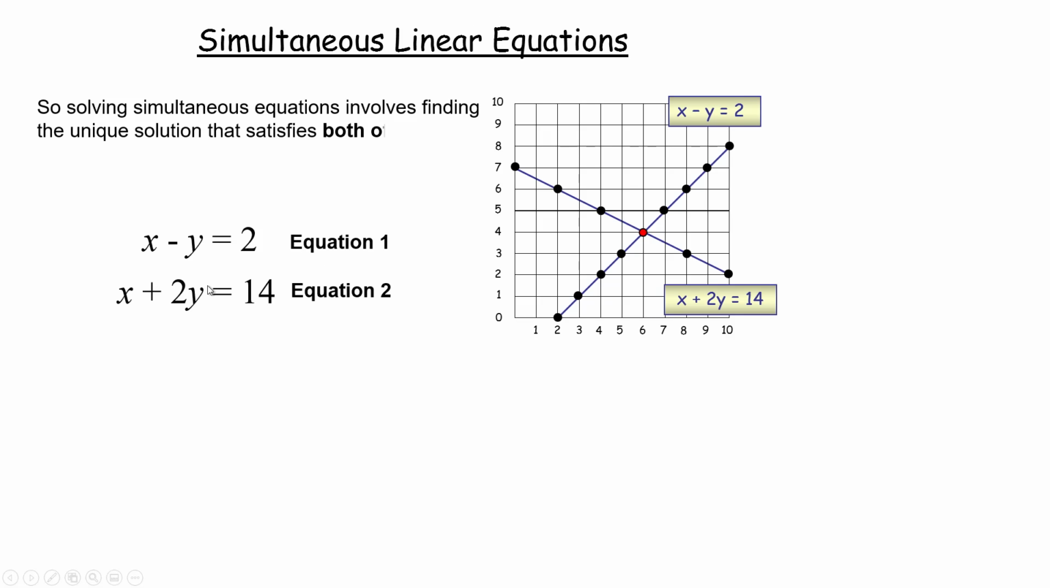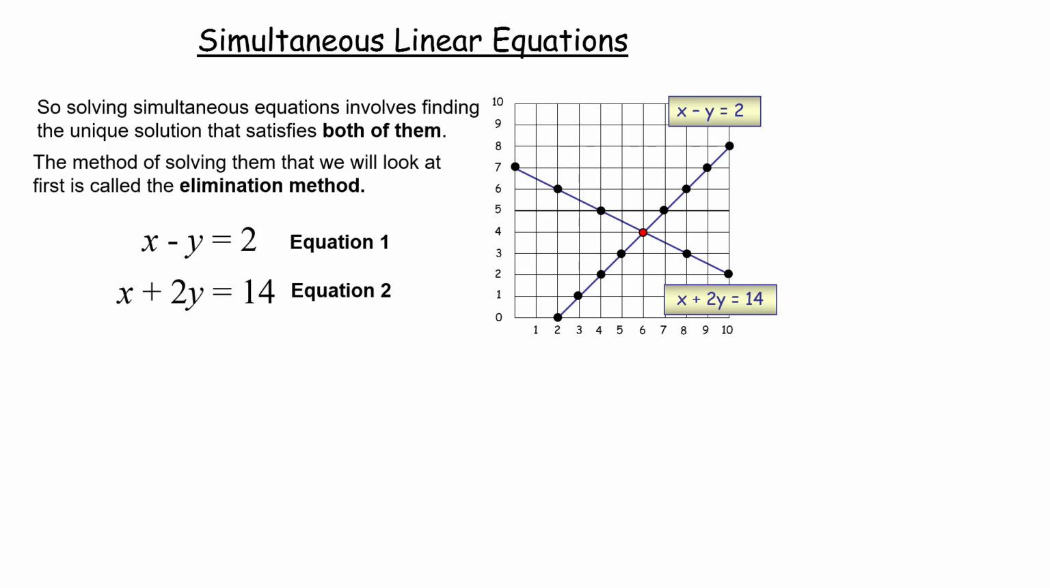So if we look at these 2 equations here, we can solve them simultaneously. And we're going to look at the elimination method. Now, we always label our equations. x minus y equals 2 is equation 1. x plus 2y equals 14 is equation 2. I'm going to try and solve it.